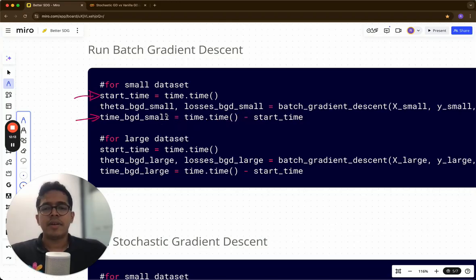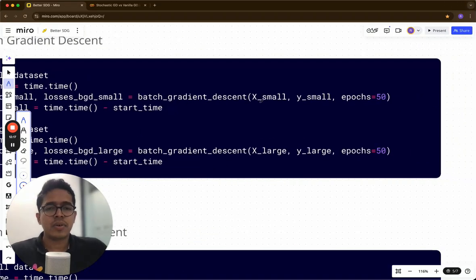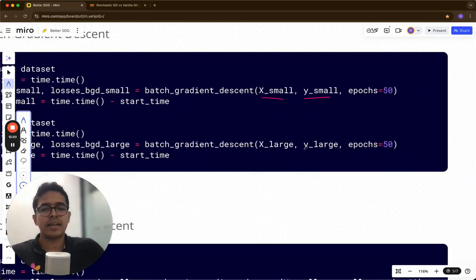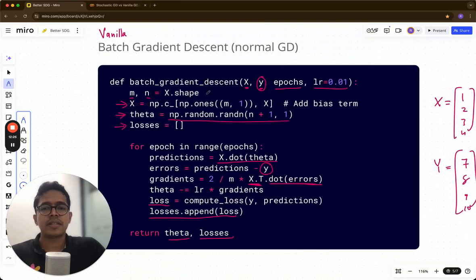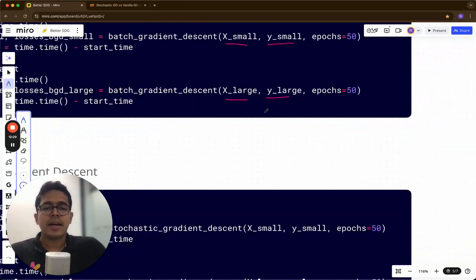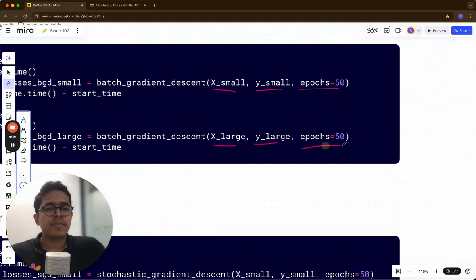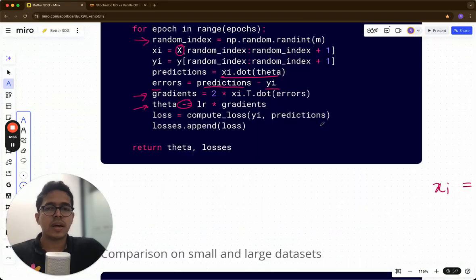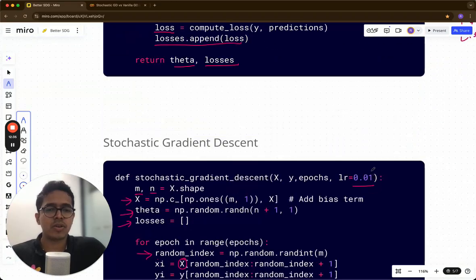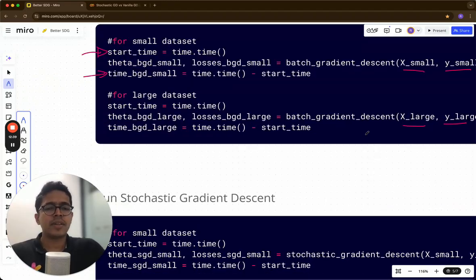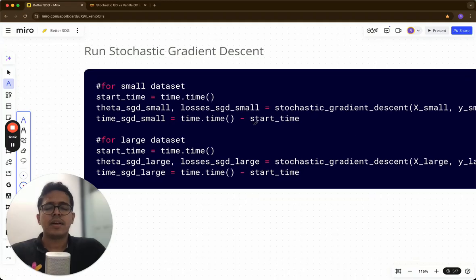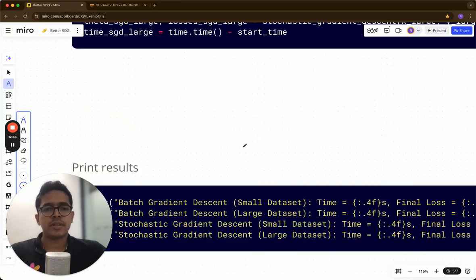And we will be computing the losses for the batch gradient descent first for the small data set, and then for the large data set. And what is this batch gradient descent? It is the function that we had defined over here. All right, and epochs we are defining to be 50. We can change this also. Learning rate we had defined as 0.01. This also we can change. We are not passing this as a parameter from the place where we call, but it is one of the arguments that we are defining to be 0.01.